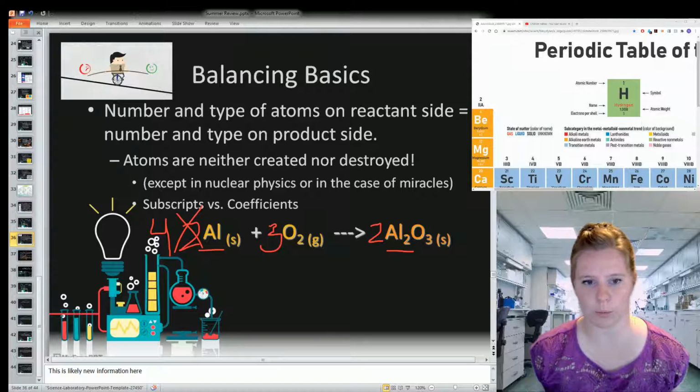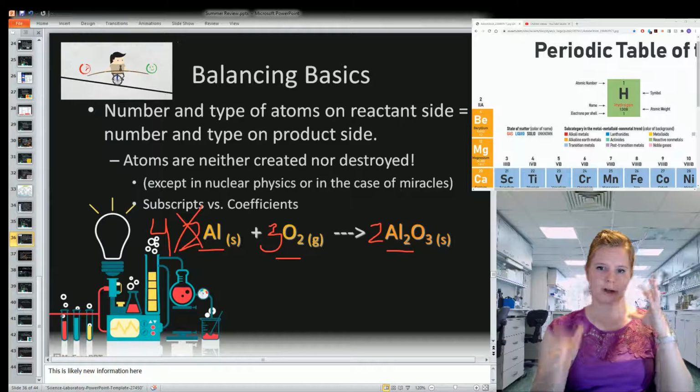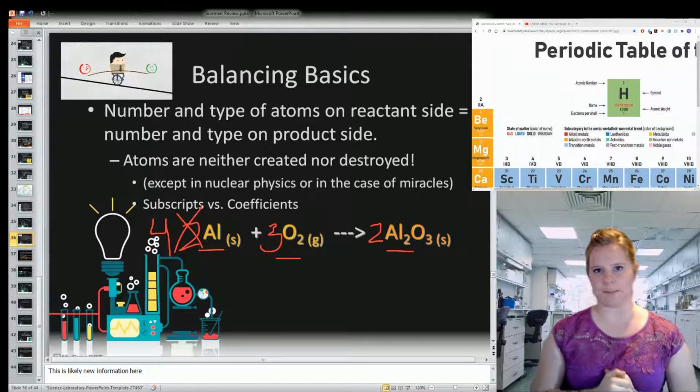And then go back and double check your work. So I have 4 aluminum here. 2 times 2, I have 4 aluminum here. 3 times 2 is 6 oxygen here. 2 times 3 is 6 oxygen. So I have the correct amounts on both sides, and that is balanced.